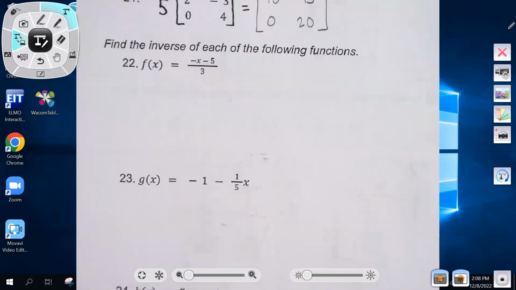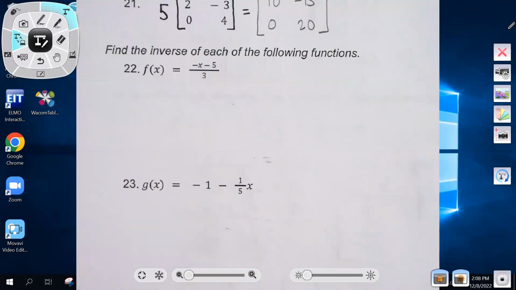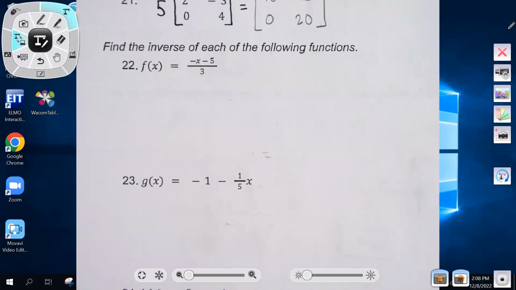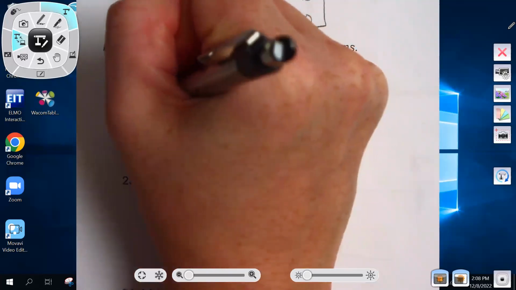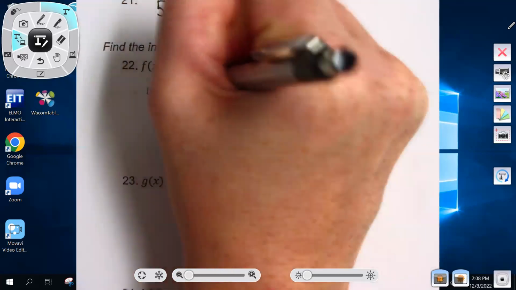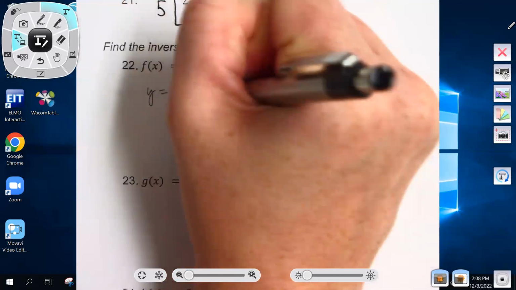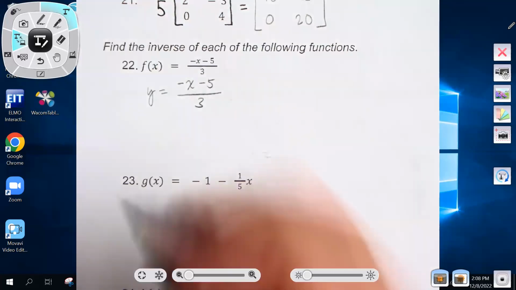Okay, we do have 4 inverse functions problems though. You're going to use the same 4 steps on all of these problems. Change function notation to y, change or switch x and y, solve for y, and then change back to inverse function notation. Okay, so here we're going to change f of x to y. Then we're going to switch the x and the y.